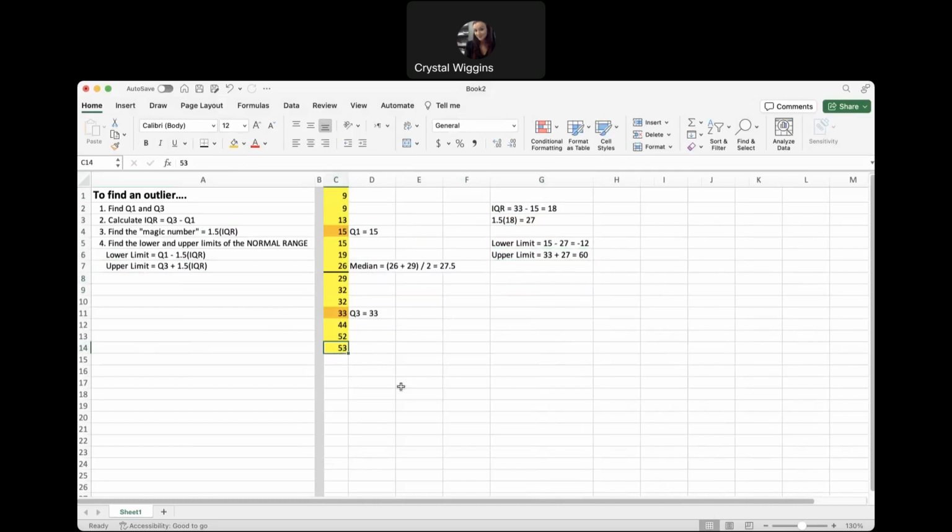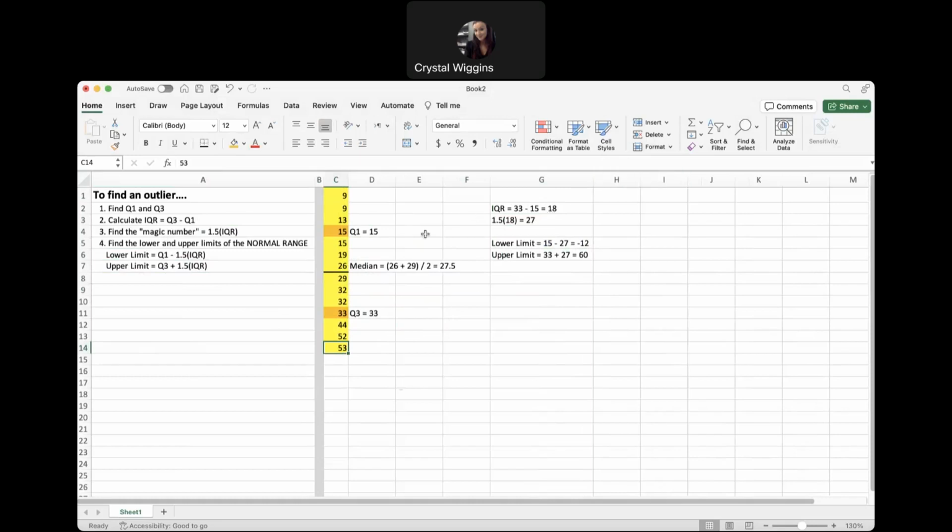So in Hawkes, if it was asking me, are there any outliers in this data set? My answer would be no, there are no outliers because I have no data values that are less than -12, and I have no data values that are greater than 60.